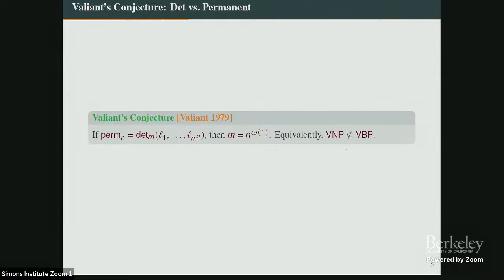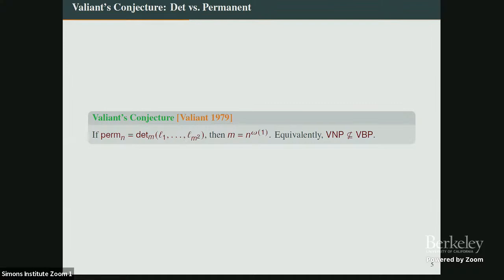Prerna already talked about VP not equal to VNP. So this question can be formalized as follows. I have a determinant of m cross m. I want to replace each entry by a linear polynomial in the variables, and I want to see whether I can write the permanent as that. And the claim is I can, but then m has to be super polynomial. There is no way I can do it in polynomial size. So this is equivalent to the VNP not in VP question.